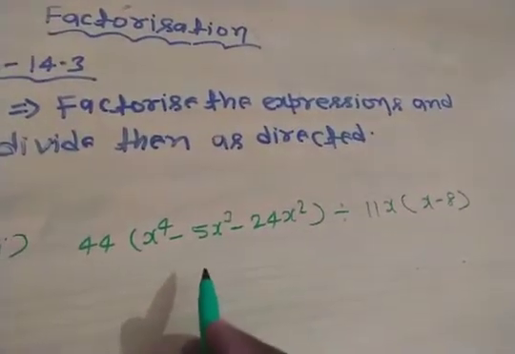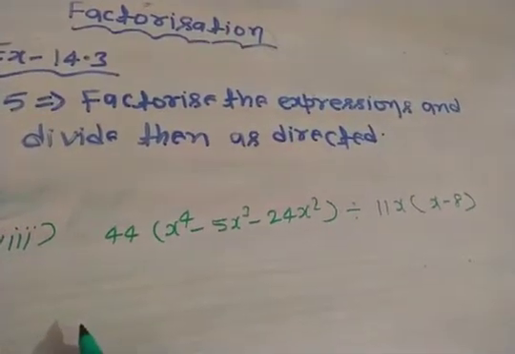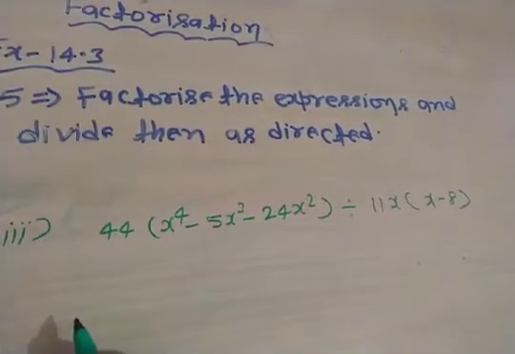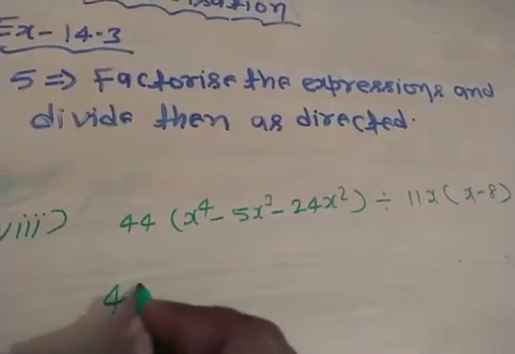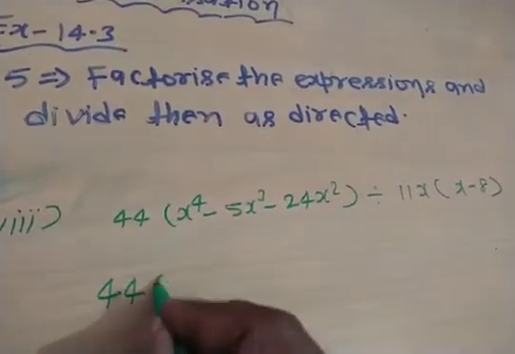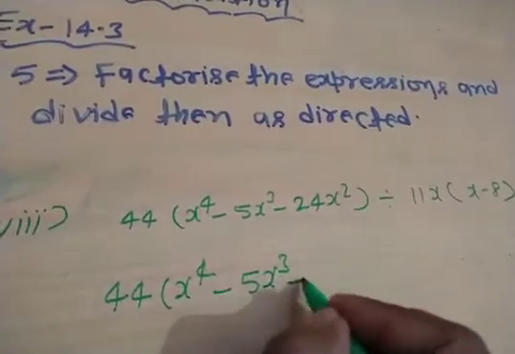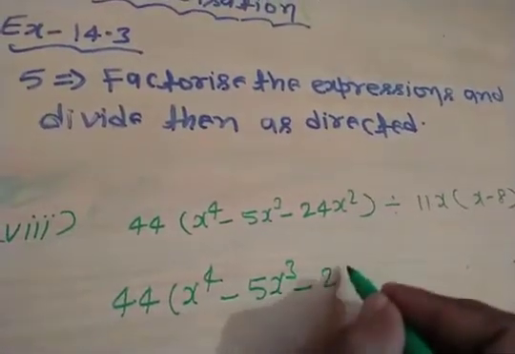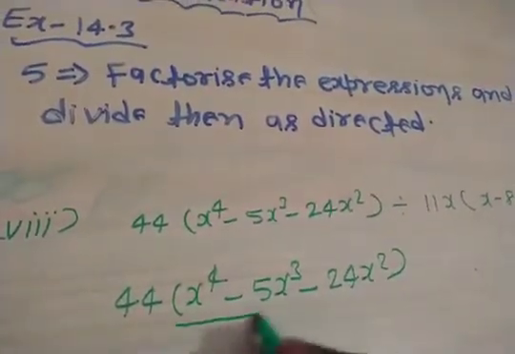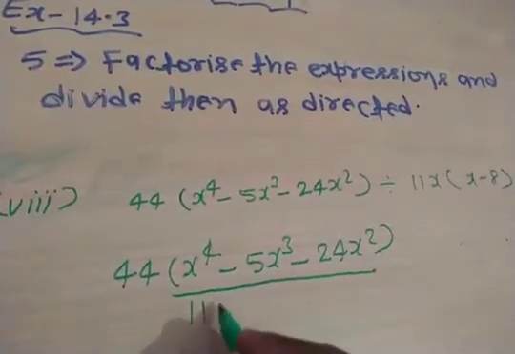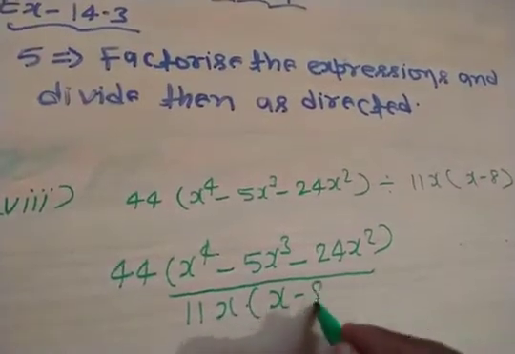44x power 4 minus 5x cube minus 24x square divided by 11x into x minus 8. Okay, so first we can write like this. The solution of this is (x power 4 minus 5x power 3 minus 24x square) bracket closed, divided by 11x into x minus 8. Clear?